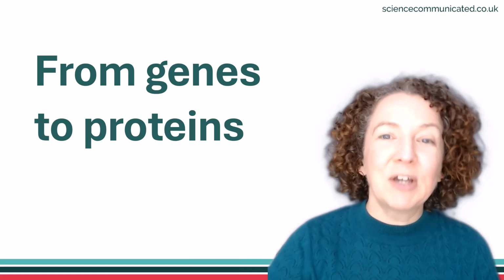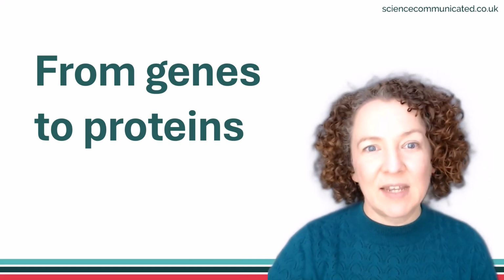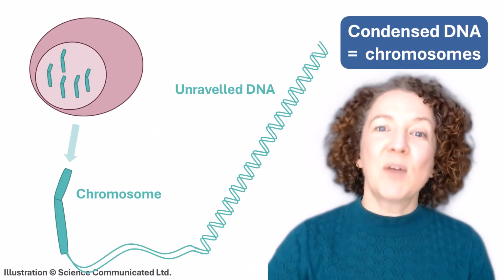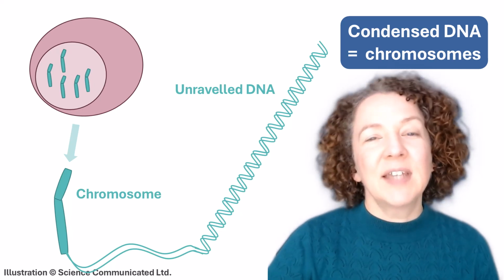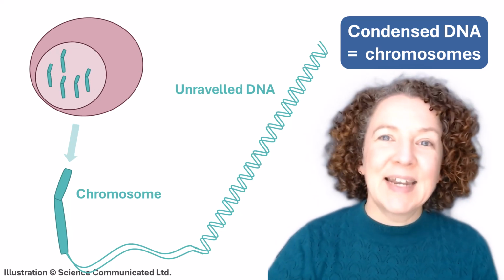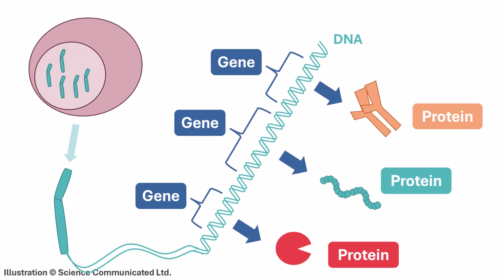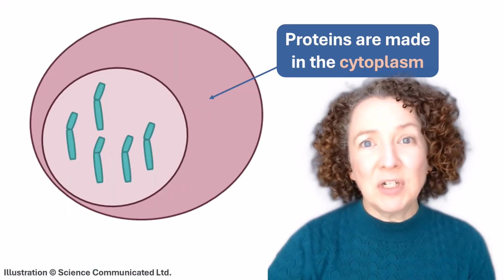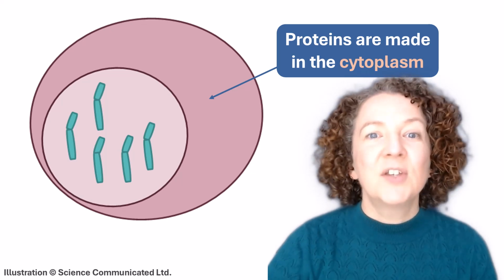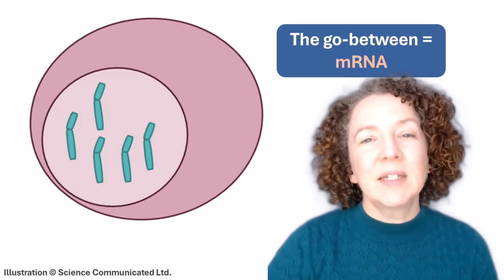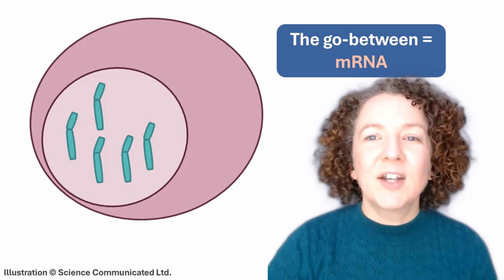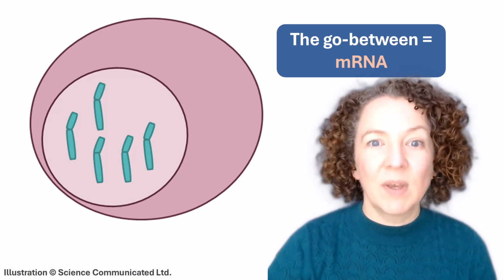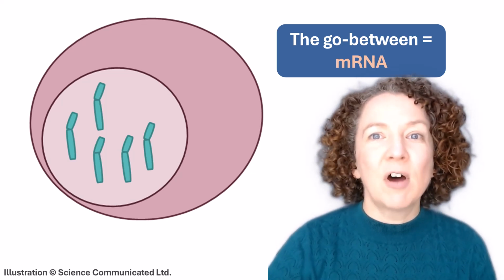In this video, I'm going to explain how DNA and proteins are connected. Let's start back here with the fact that cells contain chromosomes, chromosomes contain DNA, DNA contains genes, and genes are the instructions for making proteins. The problem, though, is that chromosomes live in the nucleus of the cell, whereas proteins are made in the main body of the cell, the cytoplasm. So there must be a go-between, something that takes the information from genes and transports it into the cytoplasm, and that go-between is called mRNA.